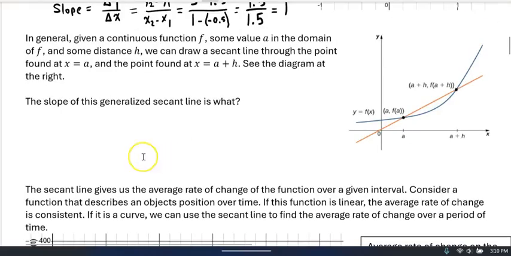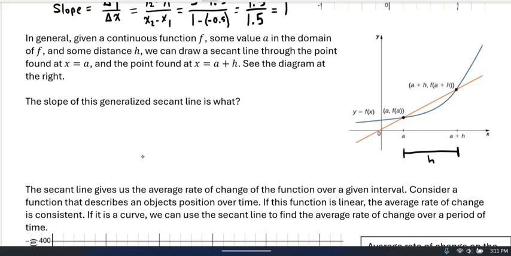All right, in general, given a continuous function f and some value a in the domain of f and some distance h, I'm going to label that on the graph so you can see, if we start at a and go over some distance h, we can land at a plus h, as you see on the right there. We can draw a secant line through the point found at x equals a, and that's the point here on the left of the graph, and the point found at x equals a plus h, that's the point on the right. See the diagram, basically.